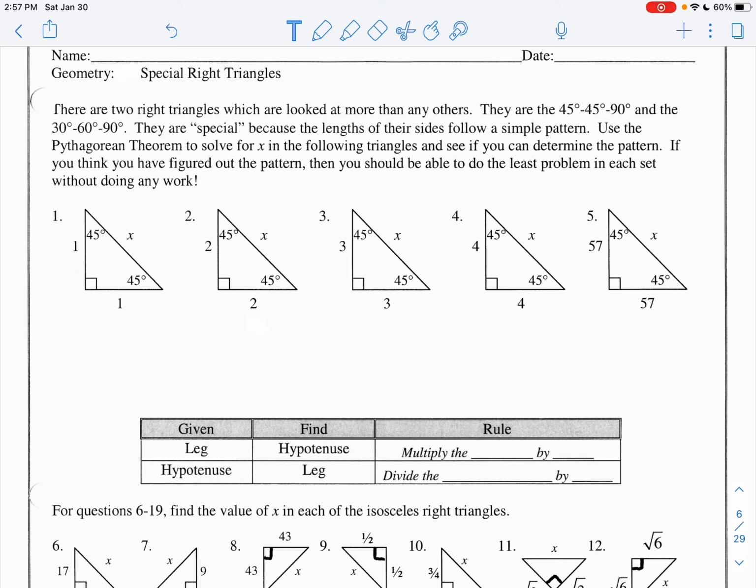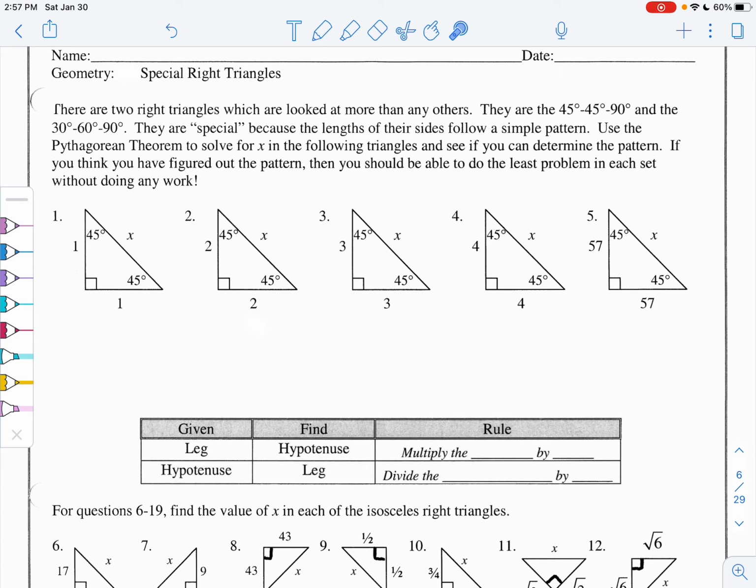The 45-45-90 triangle means that the two acute angles besides the right angle are 45 degrees and 45 degrees, like you see below here. And then the second type is 30-60, which is the measure of the acute angles. What we'll be doing today is coming up with a pattern based off of first looking at the Pythagorean theorem on the 5 problems that you see here.